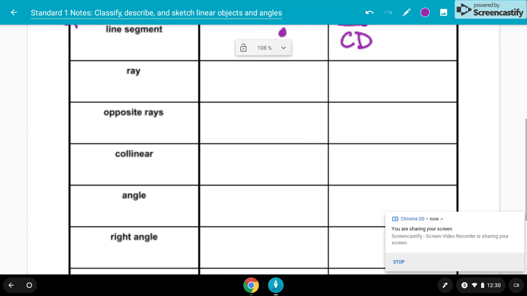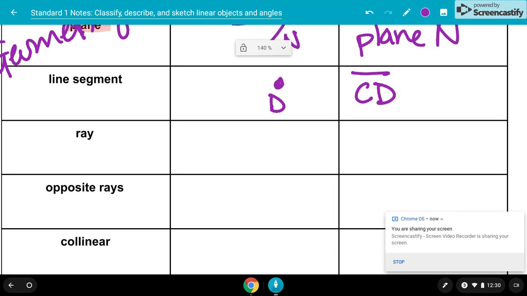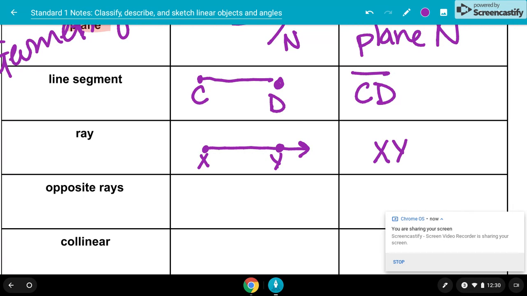All right, a ray is like a line, but one of the ends is a point. We need 2 letters in order to notate a ray. We're going to call 2 points on the ray X and Y. When you are writing the notation for it, you want to make sure, since the arrow is over the Y, that when you notate it, the arrow is also over the Y here.